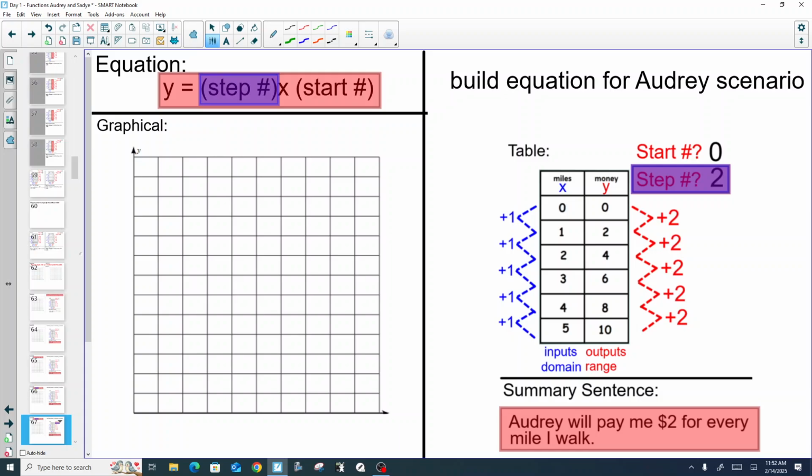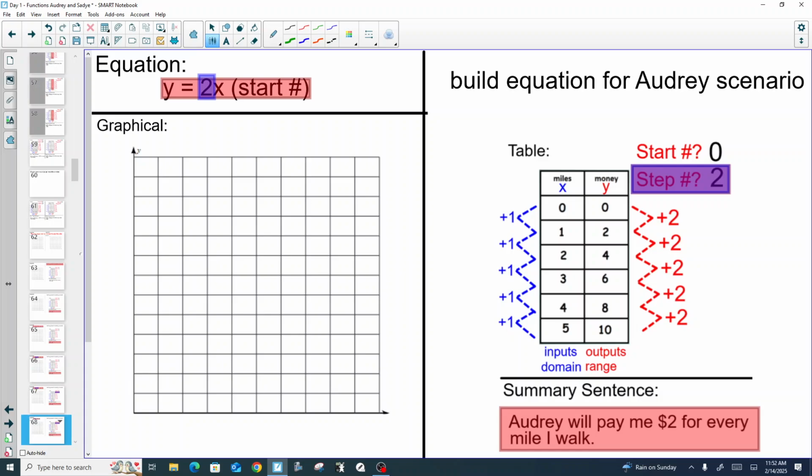And how did we know that step number was 2? Well, we did this stuff. The 2 over 1 got us 2. So could you now write down 2x? We just slapped the x right next to it. So the 2 is going to times the x. So y equals 2x.